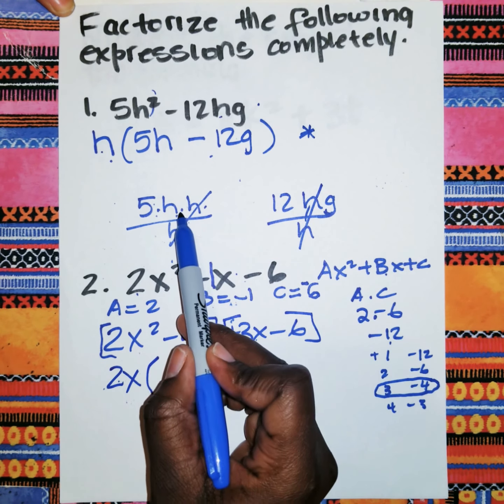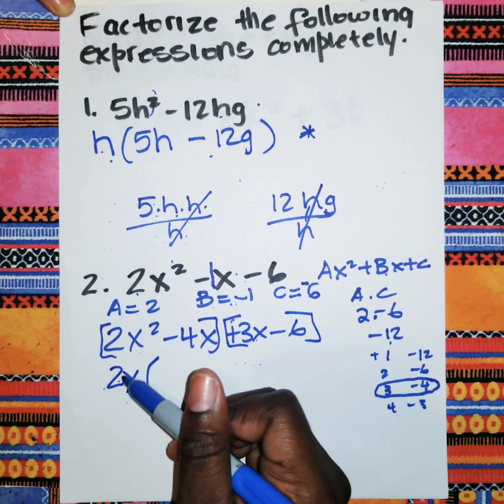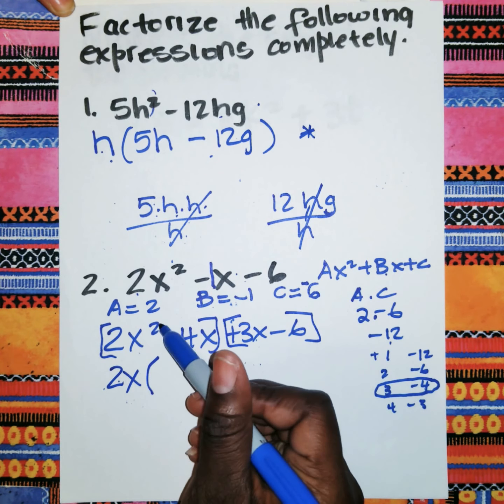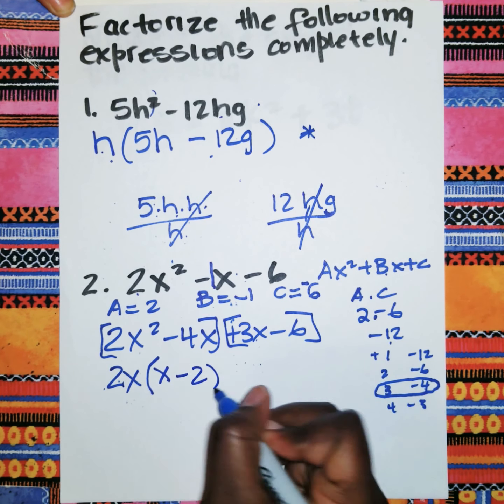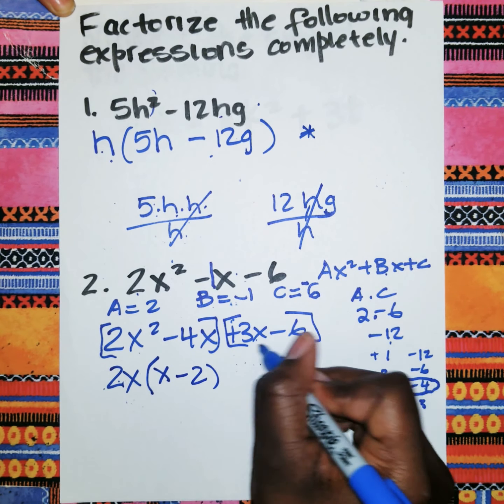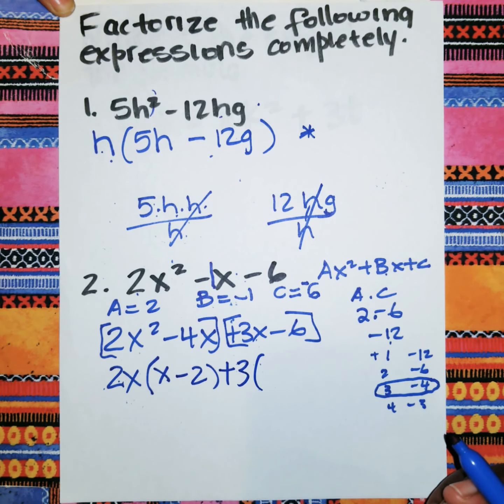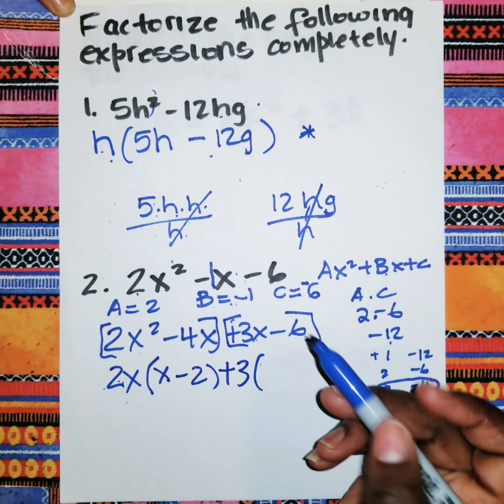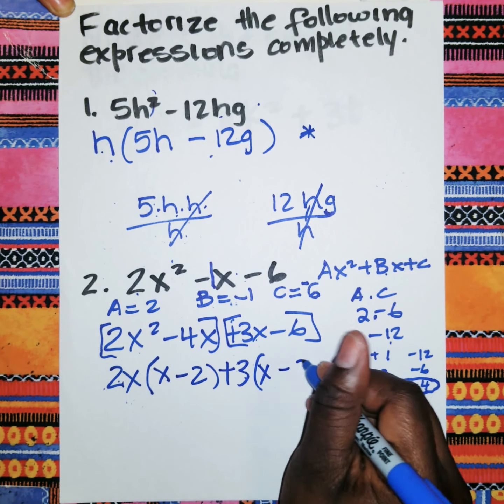So the same procedure we did up here where we divided by h on both sides, we're going to do the same thing down here. So when you divide 2x into 2x squared, you're going to be left with x. 2x into 4x is going to be a negative 2. From here, you see these two have 3 in common. So we're going to take out the positive 3, and we're going to do another set of factorization. So 3 into 3x, we're left with x. 3 into negative 6, we're left with a negative 2.